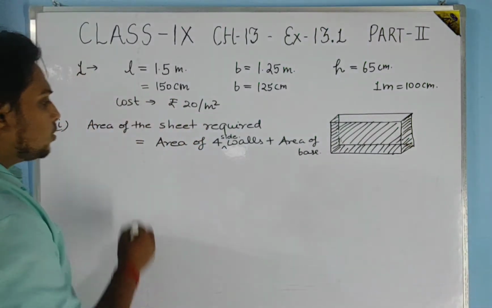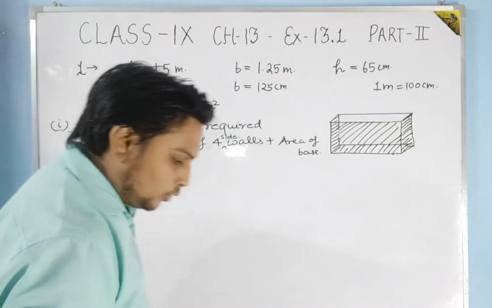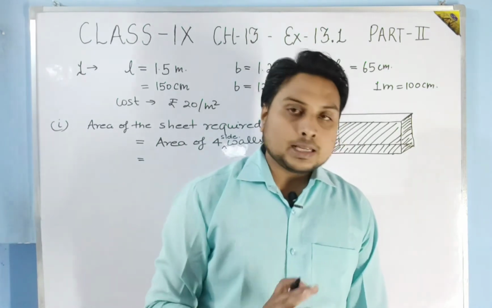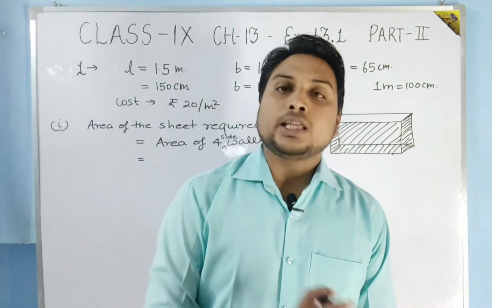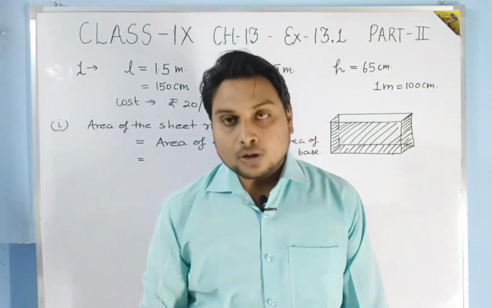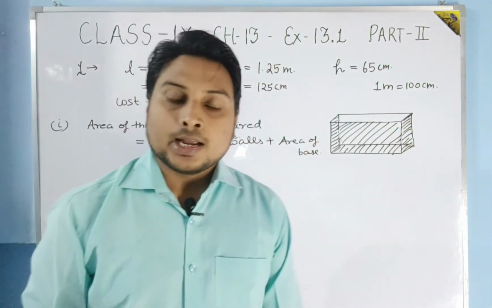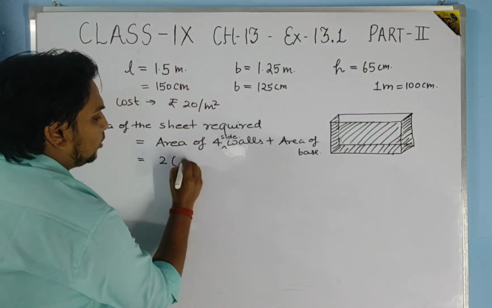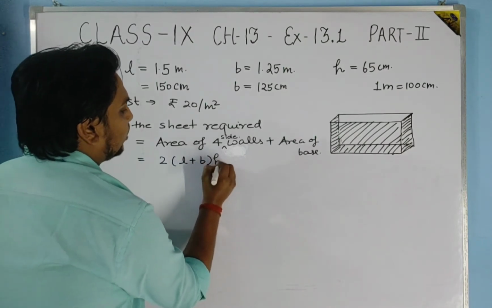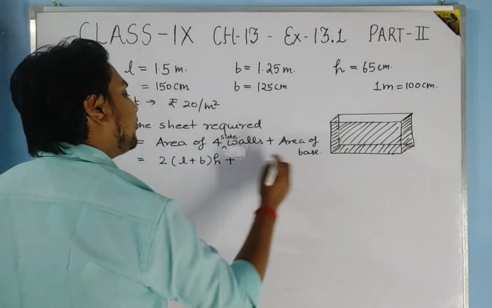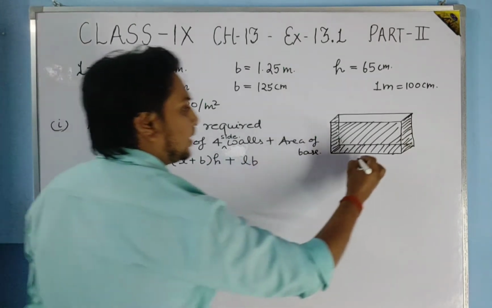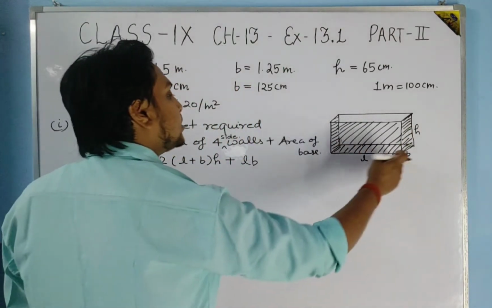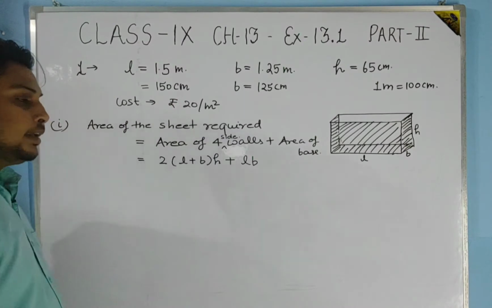Okay, so how we will find the area of 4 walls? You know very well that when we were discussing about cuboid, I told you the formula for area of 4 walls. Area of 4 walls means lateral surface area of the cuboid, and the lateral surface area of the cuboid is 2 into (L plus B) into H, plus area of base. Area of base is what? Base is made of L and B, and H here is height. So area of the base is only made of L and B, so it will be LB.